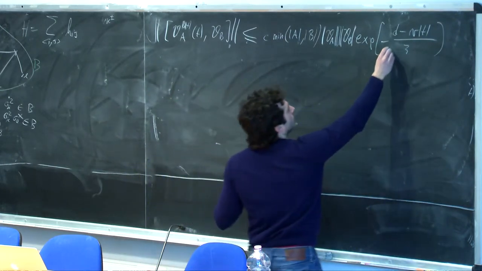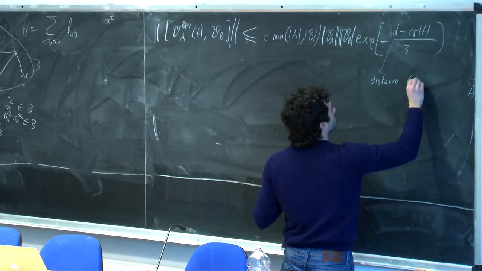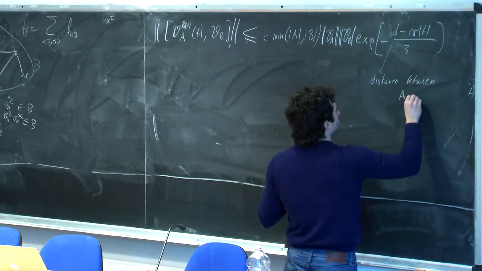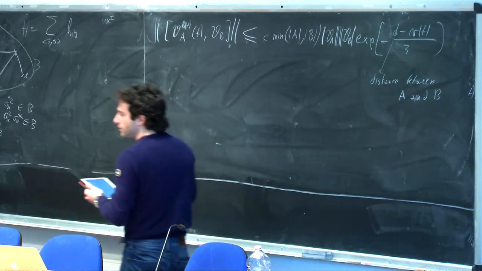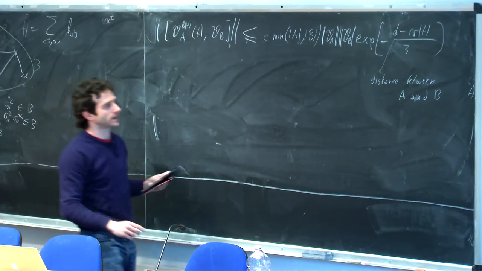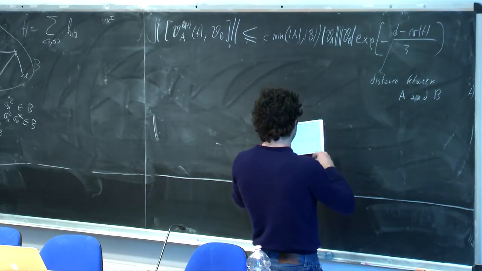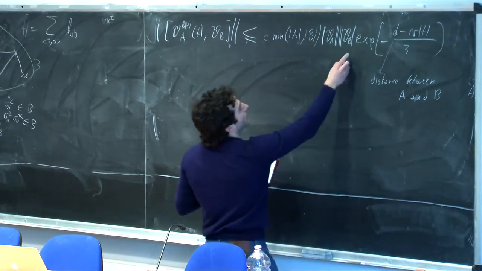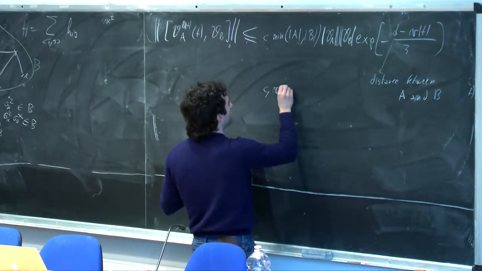So what is d? d is the distance between A and B. It's the number of edges in the shortest path between A and B. So you should consider the shortest path, you count the number of edges, and this is the distance between the two sets. Then the rest of the parameters are the constant C, the velocity v, and xi.